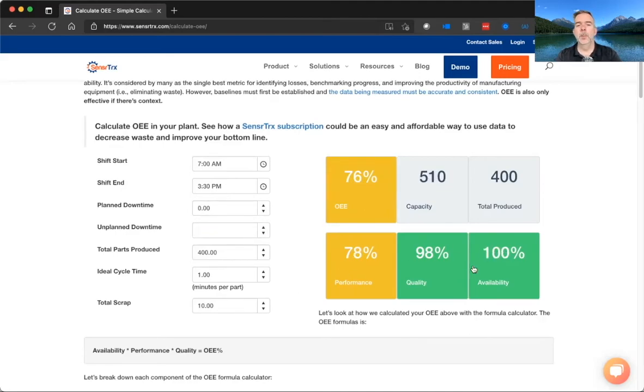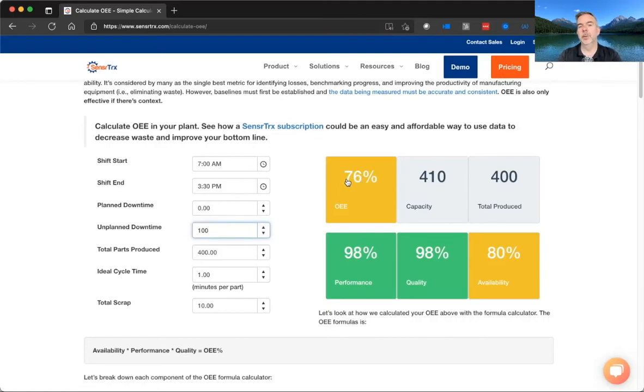So how could we manipulate these things to maybe increase performance, decrease availability, and still end up with the same number? So we're going to mess around with unplanned downtime. So I put in 30 minutes of unplanned downtime, and look what happens. Same OEE number. My performance went up, my availability went down, but I have the exact same OEE number. 60, same OEE number. 100 minutes of downtime, same OEE number. And the underlying numbers of this are very different based on what's happening.